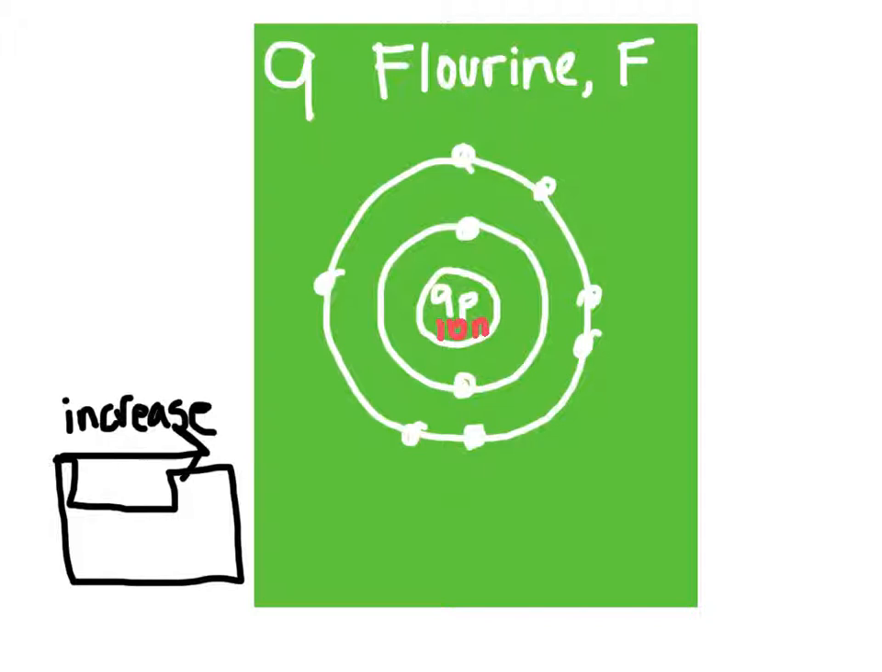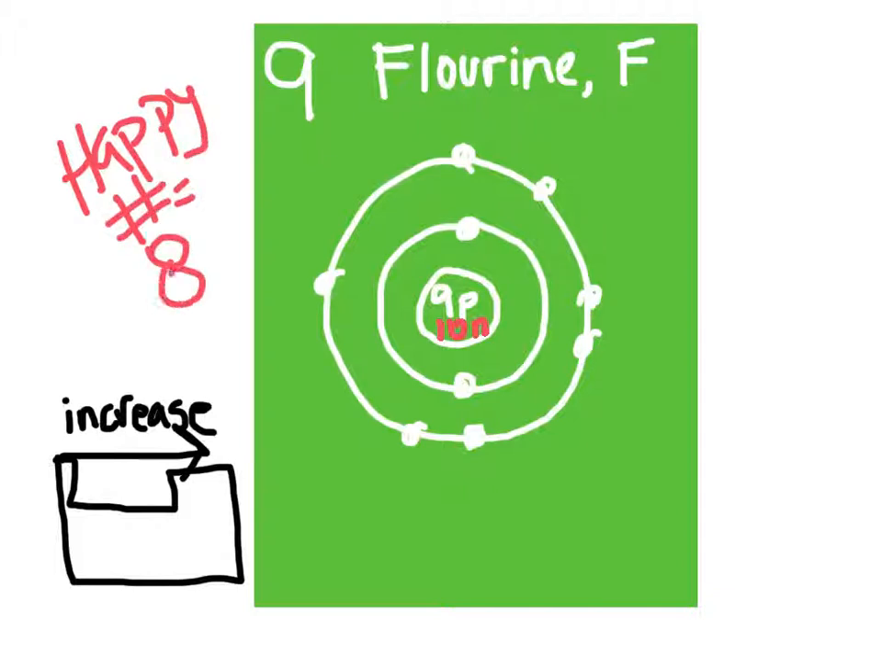That means he's going to want to get an electron, or as many electrons as he needs in order to get 8 in his valence shell. Right now, fluorine has 7 valence electrons, so to get to the happy number of 8, he's going to want to gain 1 electron. So we're going to depict that in our picture. We're going to draw 1 more electron. We're going to put a little arrow that says gains 1 electron.